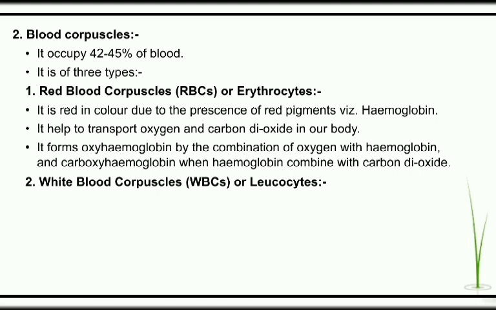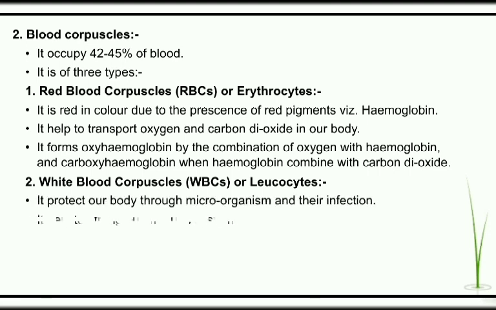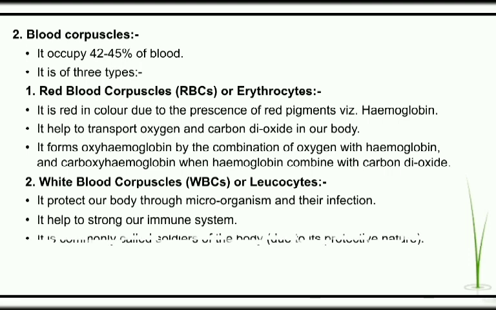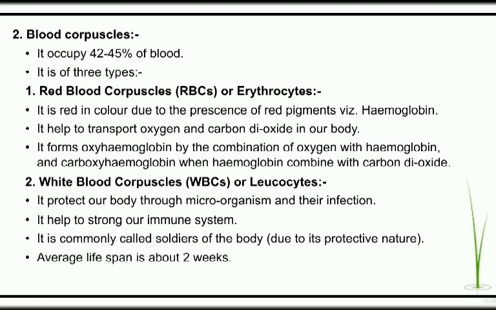White blood corpuscles, called leukocytes, are also commonly called the soldiers of our body, because they help to strengthen our immune system. The immune system protects our body from various infections and diseases, including microorganisms and their infections. It is called the soldier of our body due to its protective nature, because soldiers protect us. So WBC also protects our body from different infections. Lifespan is about 4 weeks, and RBC's lifespan is 120 days.